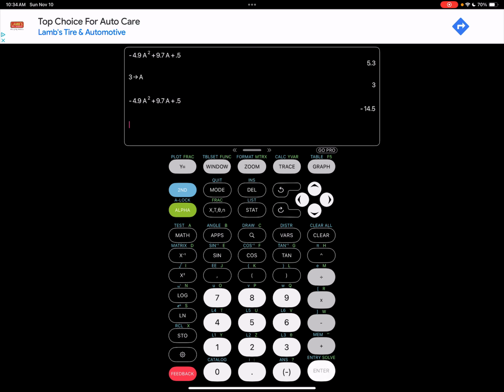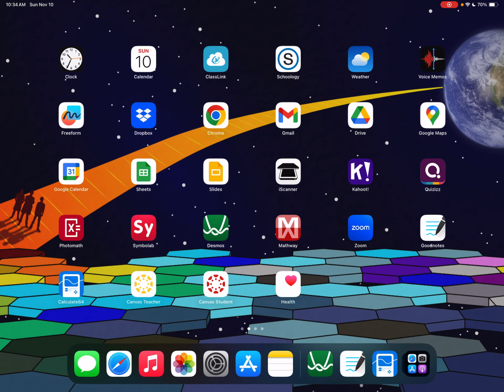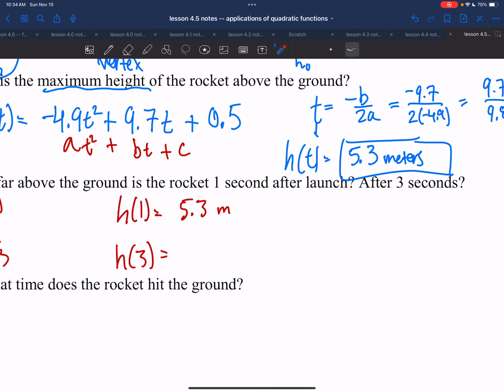And then I'll copy paste that and I get negative 14.5. So let's write that down, right? When I plug in 3, I get negative 14.5.